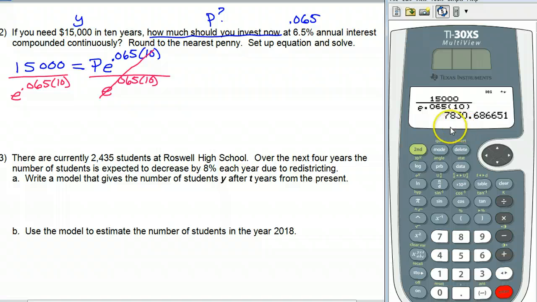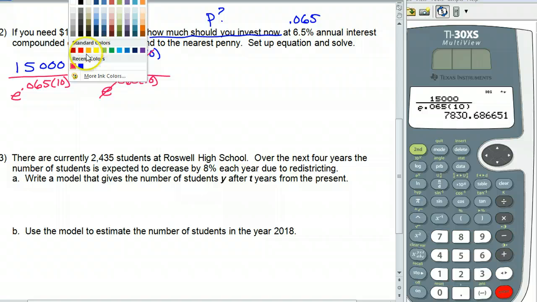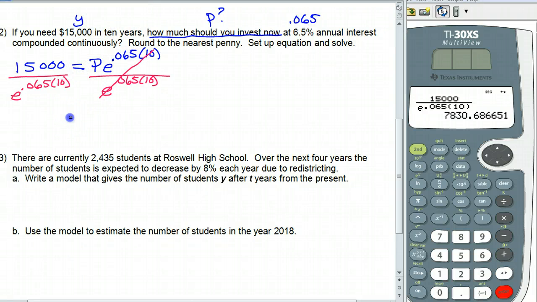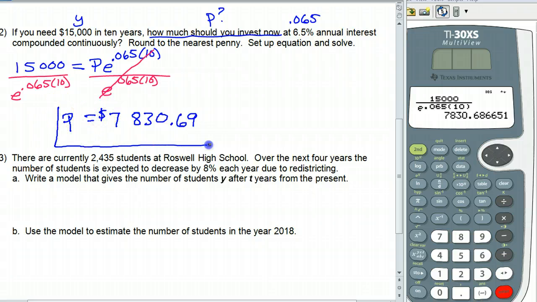So there you go. So we would need $7,830.69. So that's it for number 2.